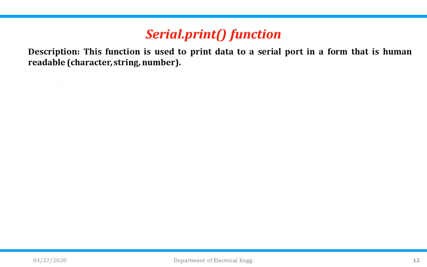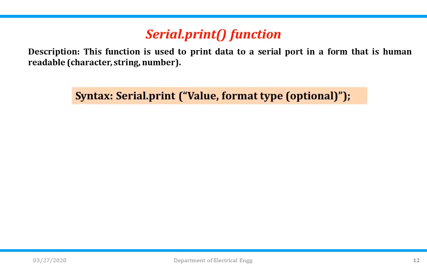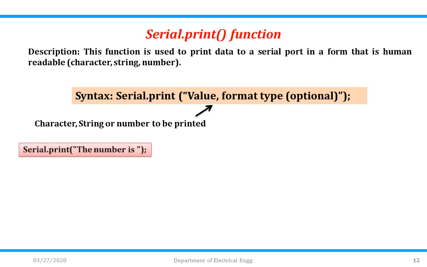Next is the serial.print function. As the name suggests, print means it will print the data. This function is used to print the data to a serial port in a human readable form. The data might be a character, a single letter, or a string. A string of characters means any sentence, or a number. The syntax for this is serial.print(value, format type). The format type is optional. There is no need to write it always. The value indicates the character, string or number to be printed.